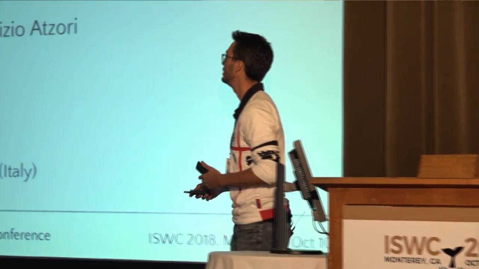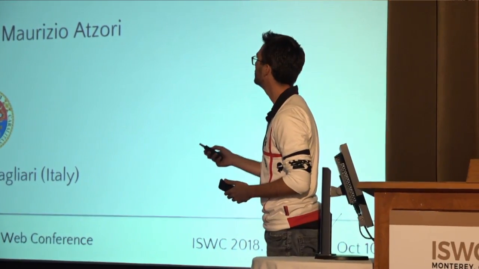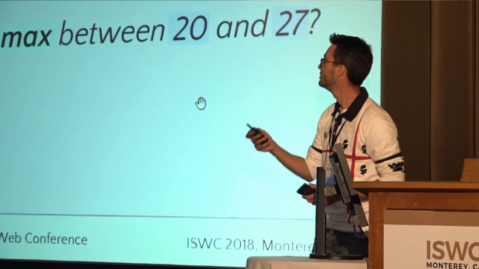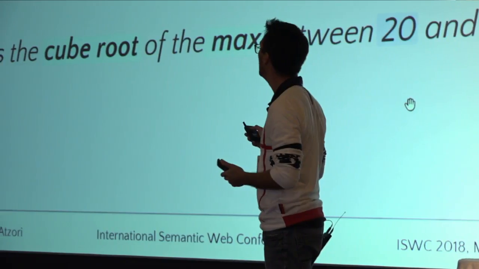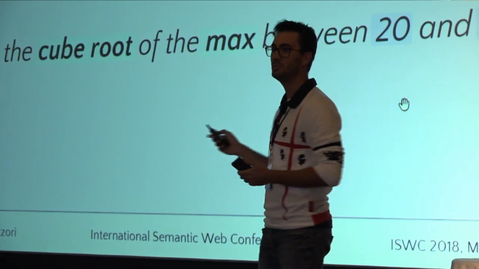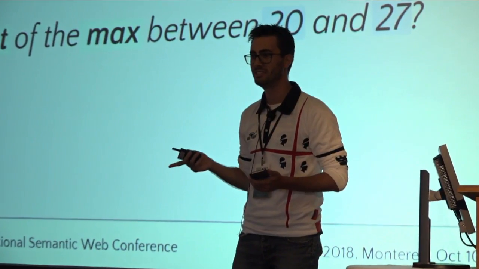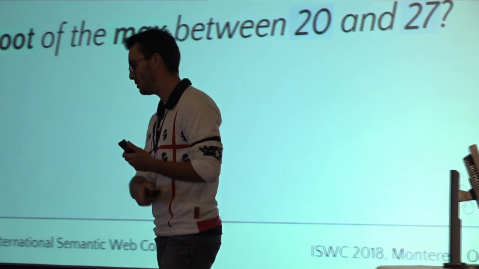Okay, so hi everyone. This is a joint work with my student Mattia Zeni. So you like the title. Can you answer this question? What is the cube root of the max between 20 and 27? Can anyone answer this question? Okay, he was correct: 3.